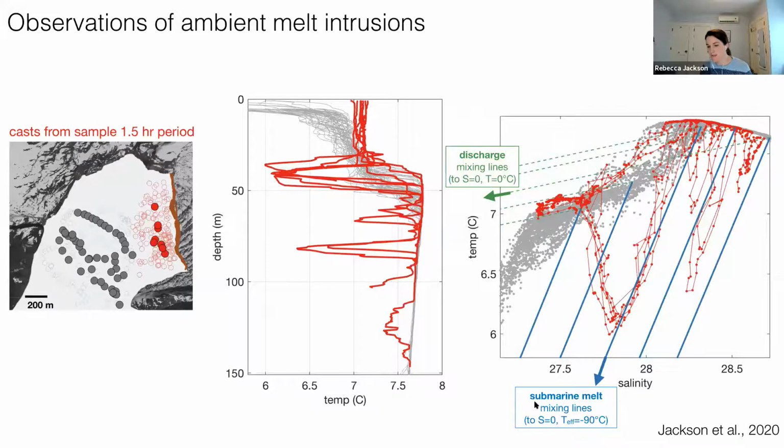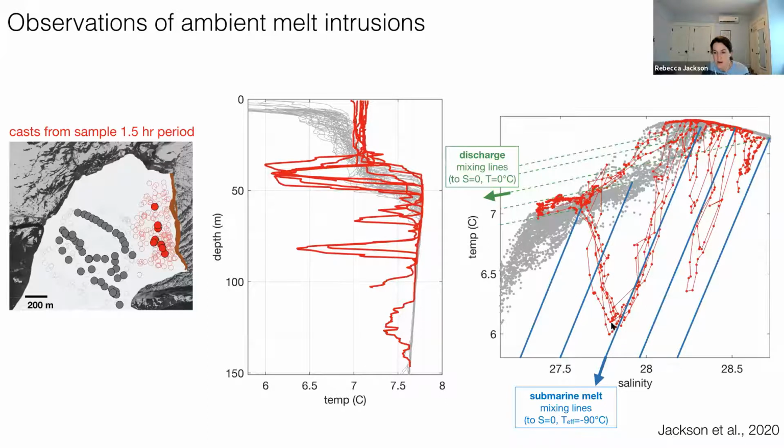So, how would we expect fjord waters to be modified if they mix with these two types of glacier freshwater? So the blue lines are from mixing with submarine meltwater. So that's if the fjord waters mix directly with submarine melting. And then the green lines are if fjord waters mix with subglacial discharge. And you can see at the surface, there's this pool of discharge modified waters, and that's kind of what we expect. We have this discharge plume flowing away from the glacier.